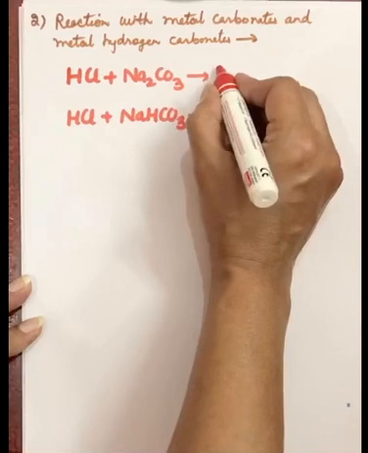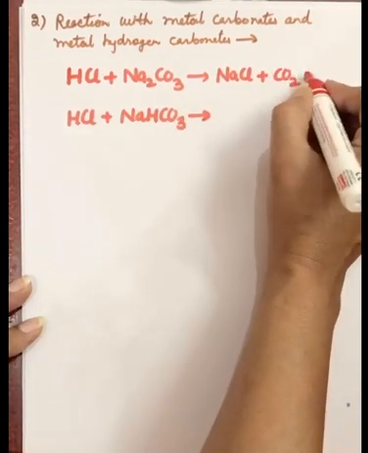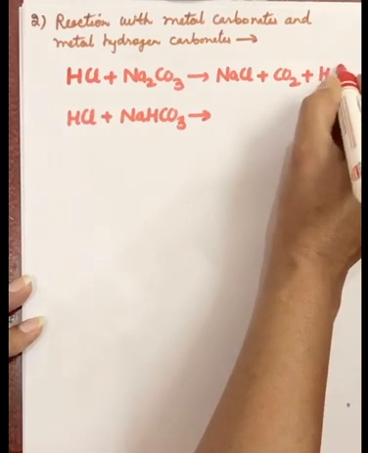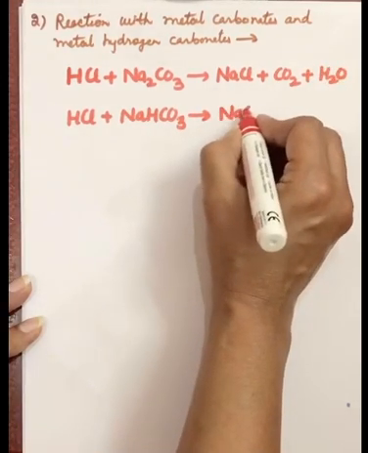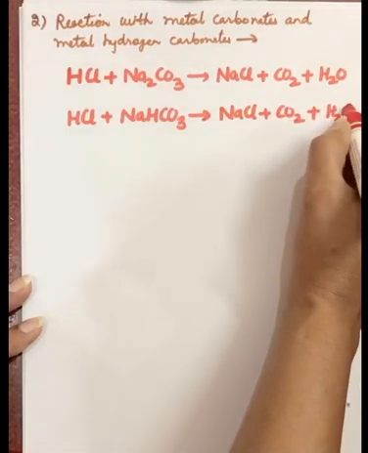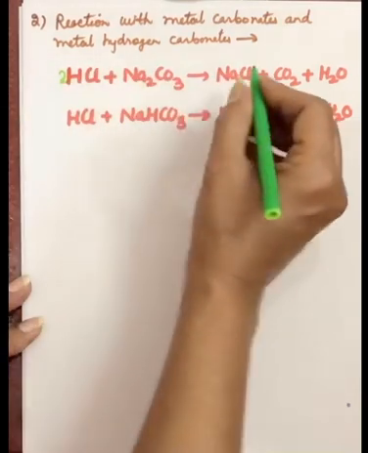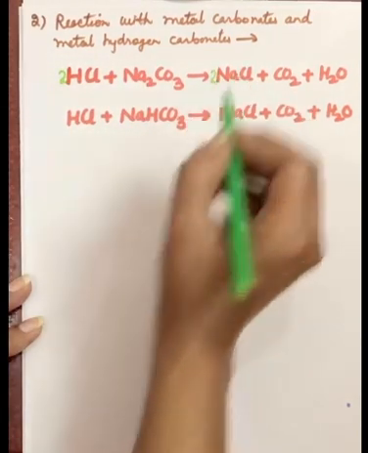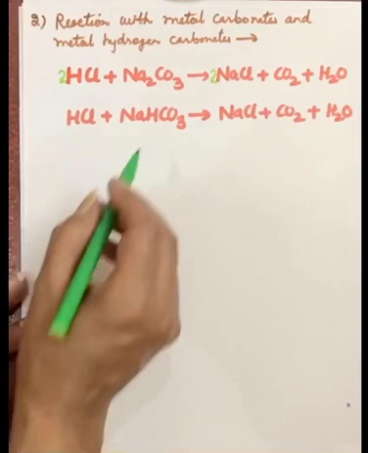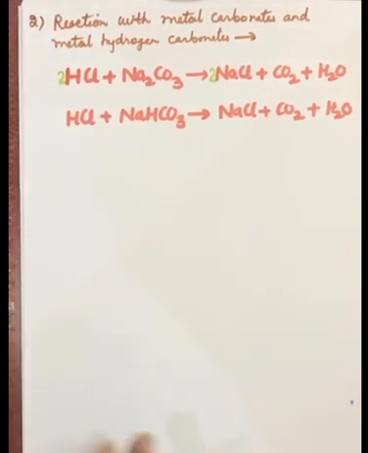In both the cases, the reaction will be the same. There's formation of salt, evolution of carbon dioxide gas, and formation of water. Even in this case, the reaction will remain the same. The only difference will be in the balancing. In this case, 2 HCl, we have 2 NaCl, while this will remain like this only. So this is about the two reactions taking place of acid with sodium carbonate and with sodium bicarbonate.